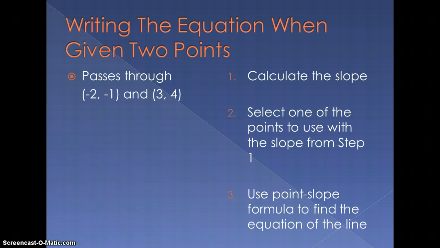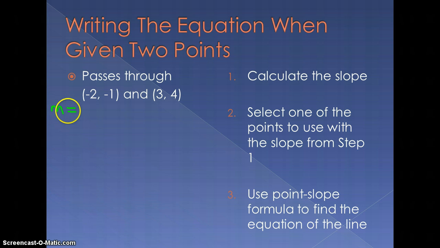So we want to write the equation of a line that passes through the points (-2, -1) and (3, 4). As we look at this, we have our steps down here. From before, in order to write the equation of a line, we need the point and the slope. So here we have 2 points, and you'll find that we're able to use either one of them. What we need to do first is calculate the slope.